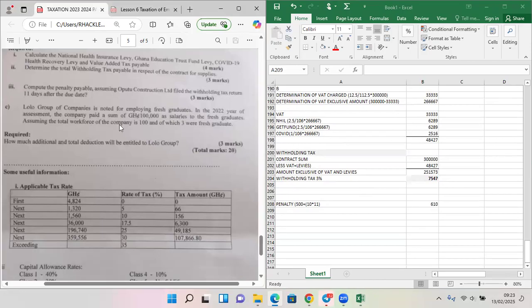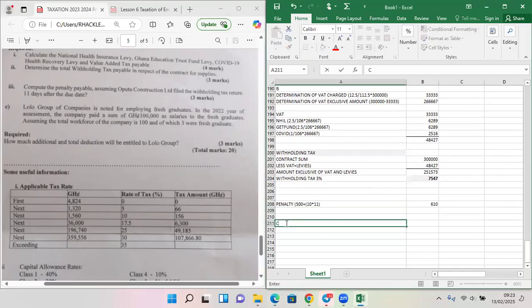Right, let's compute for C. Lolo Group of companies is noted for employing fresh graduates in 2022 year of assessment. The company paid a sum of 100,000 as salaries to fresh graduates, assuming the total workforce of the company is 100, of which three were fresh graduates. How much additional and total deduction would be entitled by Lolo company?